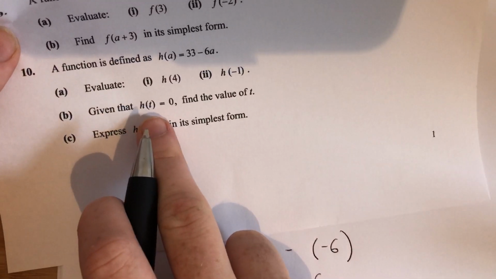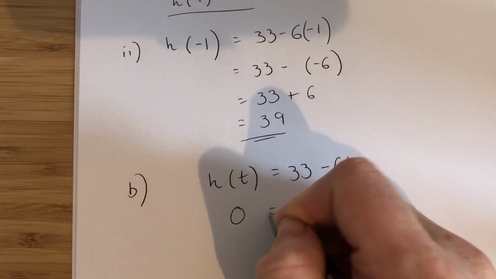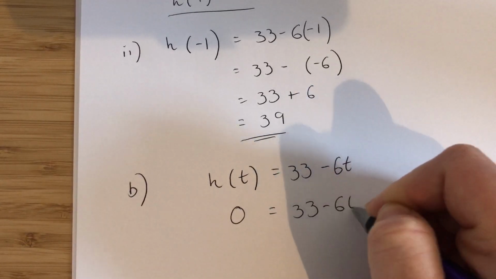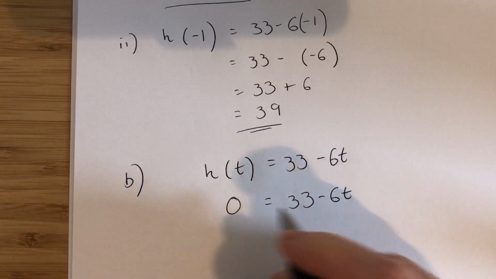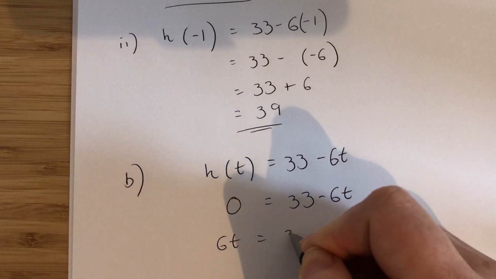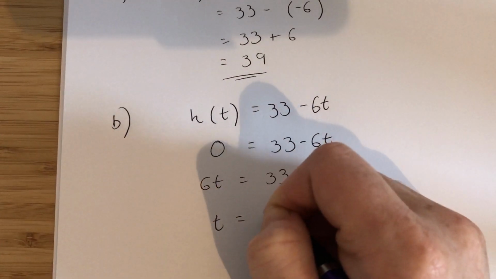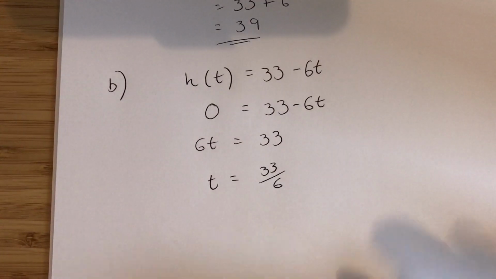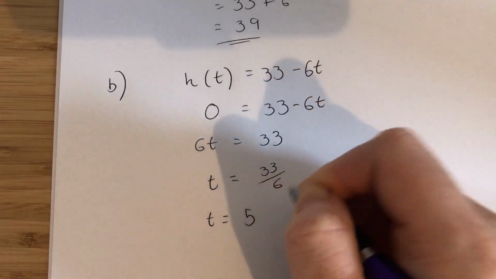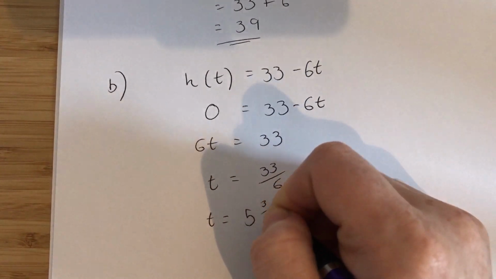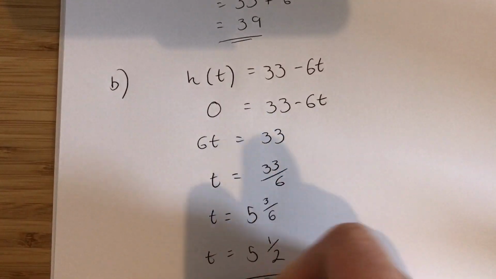We're then told h of t equals 0. So instead of this side, I'm going to write 0 equals 33 minus 6t. I'm going to add 6t to both sides, so that I end up with 6t equals 33. Divide both sides by 6. t equals 33 over 6. Which if you wanted to write as a mixed number, 6 goes into 33 5 times, remainder 3. 5 and 3/6, or we would prefer to write that as 5 and 1/2.